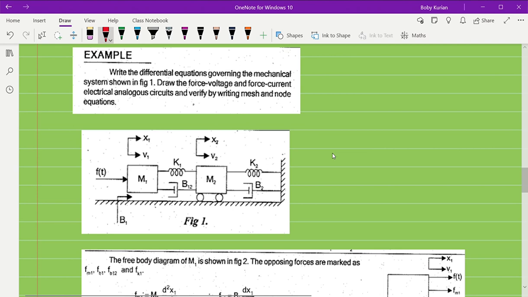So this is a question given to us. In this question, write the differential equations governing the mechanical system. Draw the force-voltage and force-current electrical analogous circuits and verify by writing mesh and node equations. So we are asked to draw the electrical analogous circuits corresponding to the given mechanical system, using force-voltage analogy and force-current analogy. First of all, let us see the force-voltage analogy.